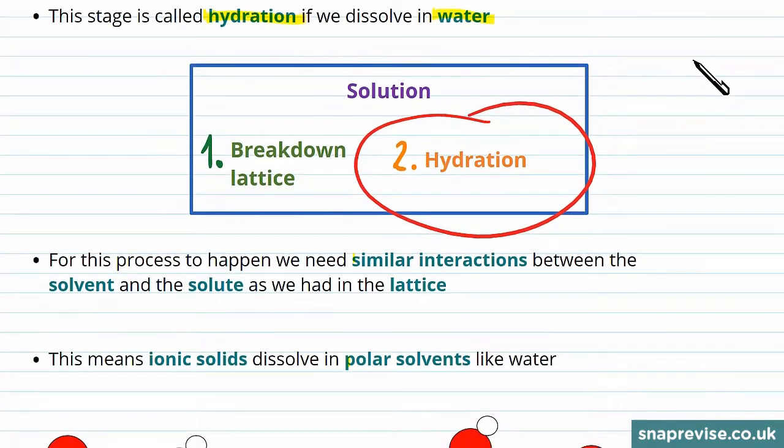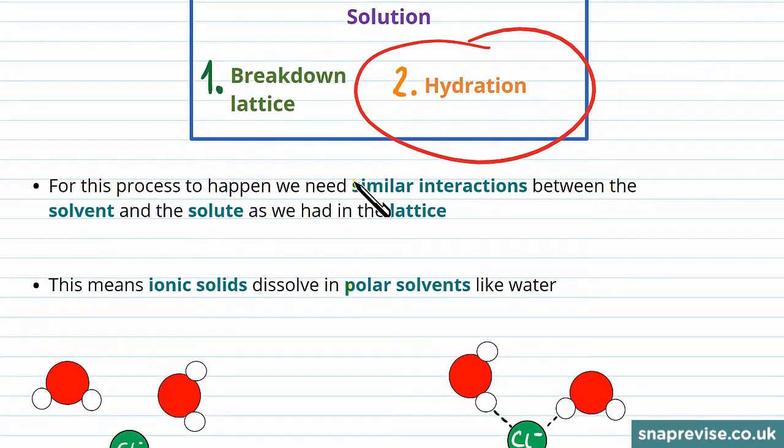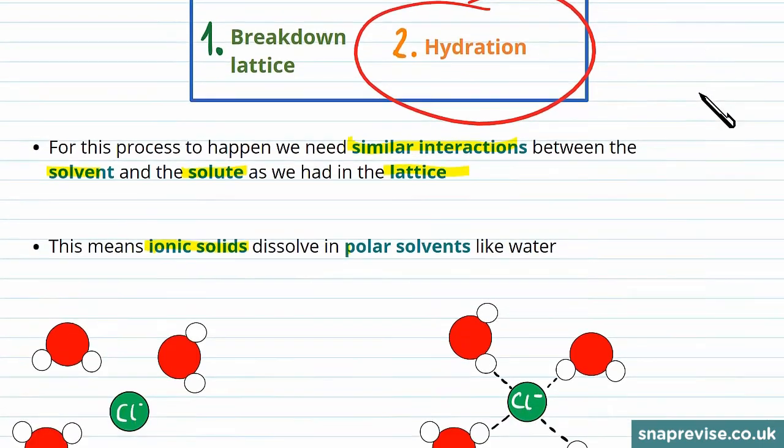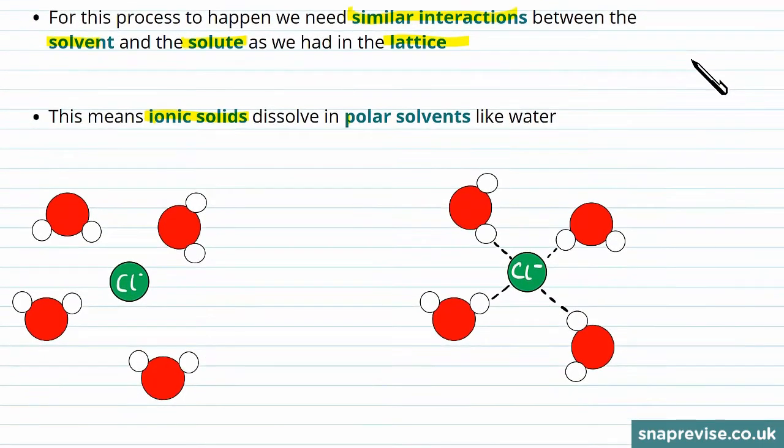To be able to have hydration take place, we need to have similar interactions between the solvent, which is what does the dissolving, i.e. the water, and the solute, which is the thing being dissolved. We need similar interactions between these two as we had originally within the lattice. This means that ionic solids, which are held together by electrostatic interactions, dissolve well in polar solvents like water. Let's look at why this is.